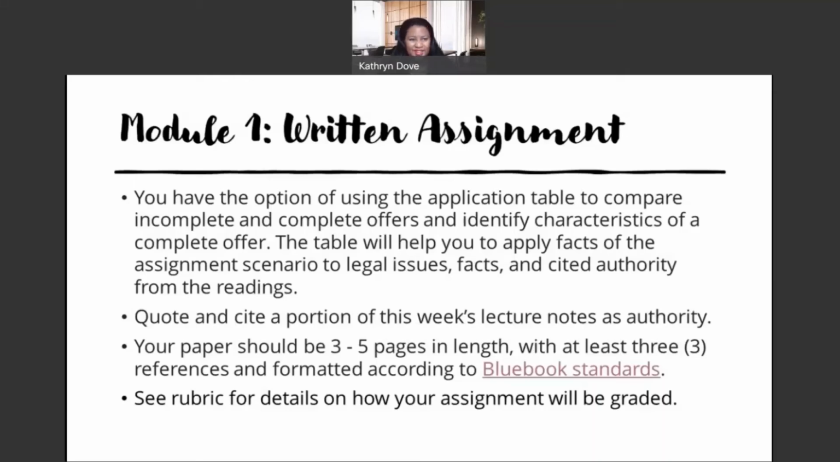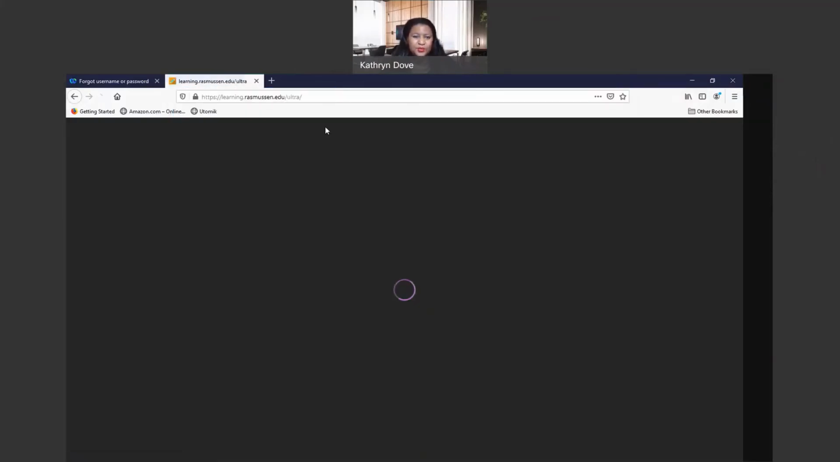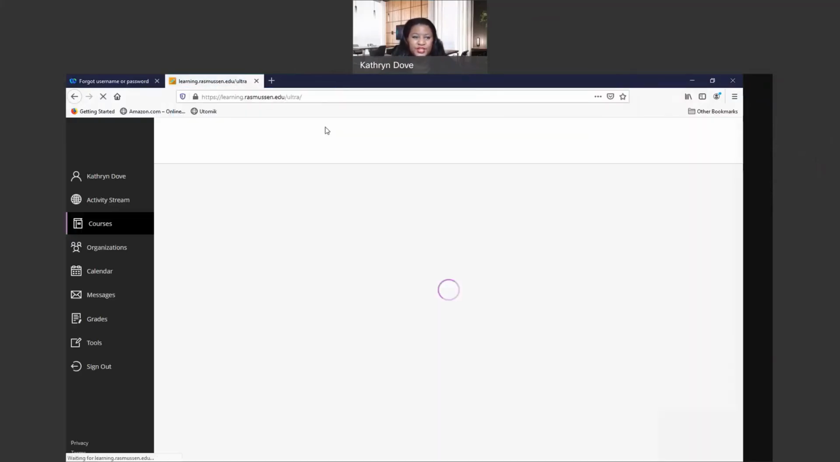So let me go back into the classroom. I'm going to go into Blackboard. I'm going to take a look at the class again. We're going to look at the details of this assignment. And we're going to take a look at some of the requirements for the assignment, and in particular, the Blue Book citations.